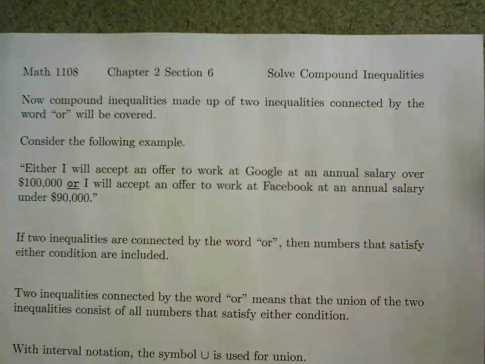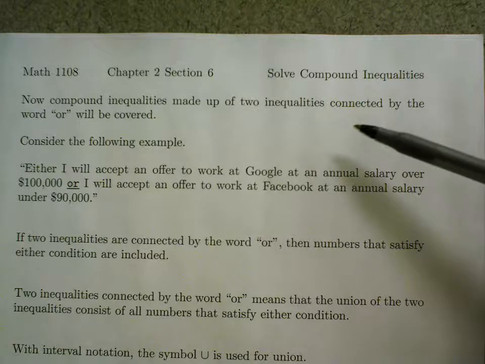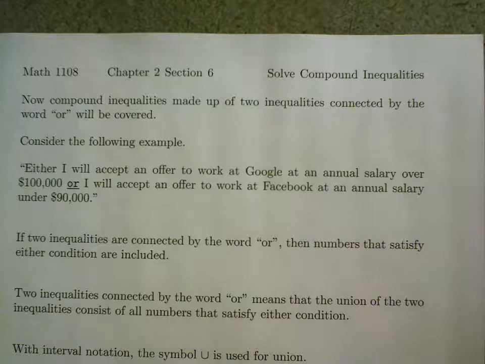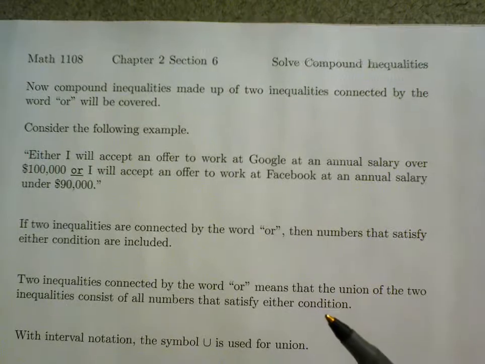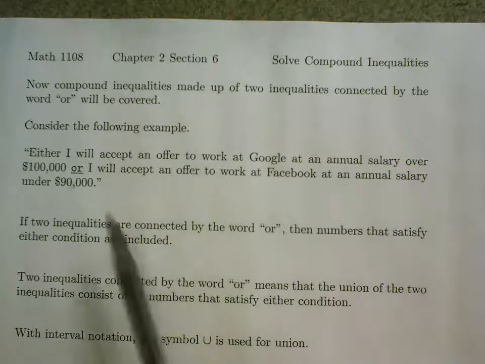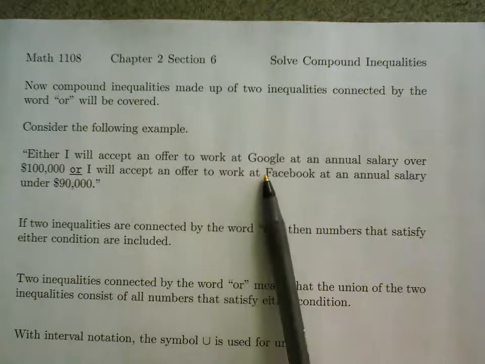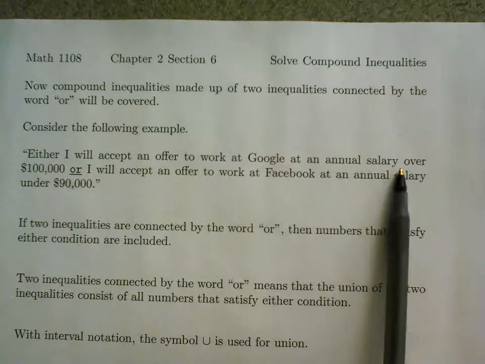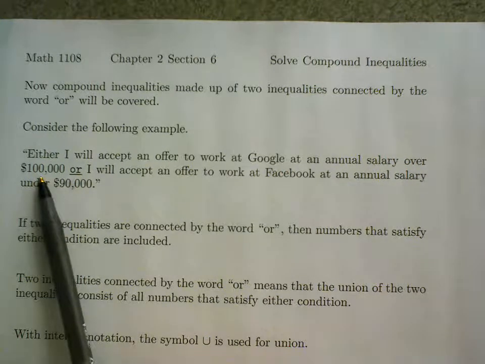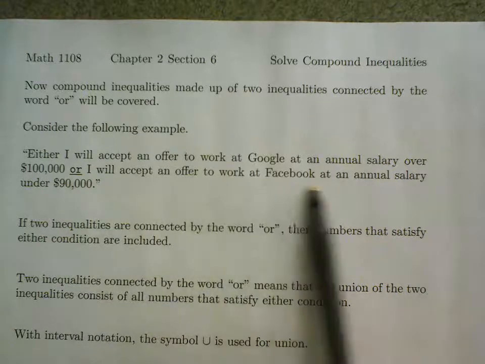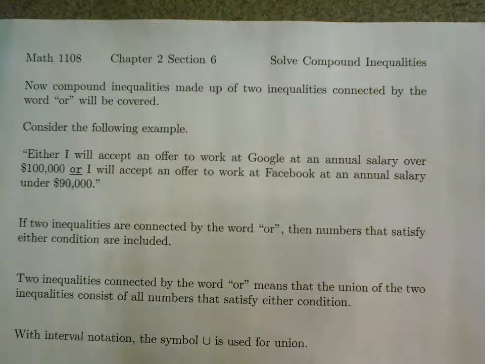And now we're going to consider compound inequalities made up of two inequalities connected by the word or. So here's an example. Either I will accept an offer to work at Google at an annual salary over $100,000, or I will accept an offer to work at Facebook at an annual salary under $90,000.